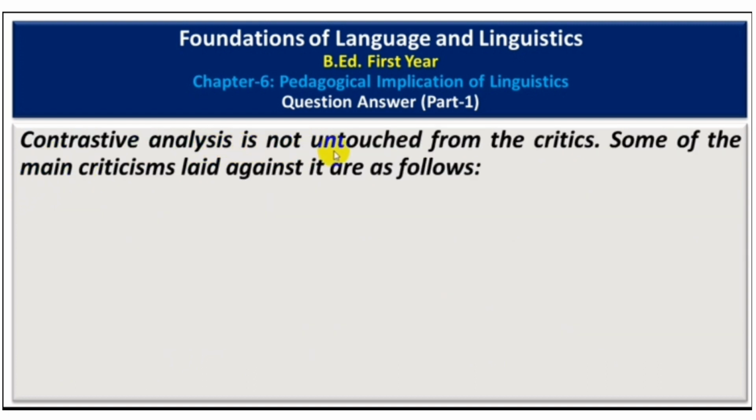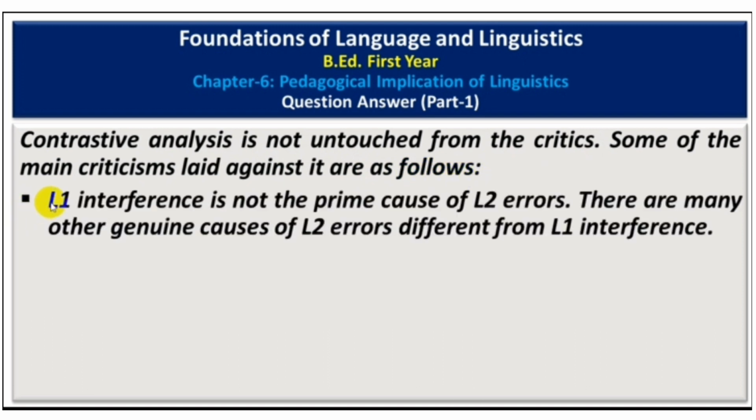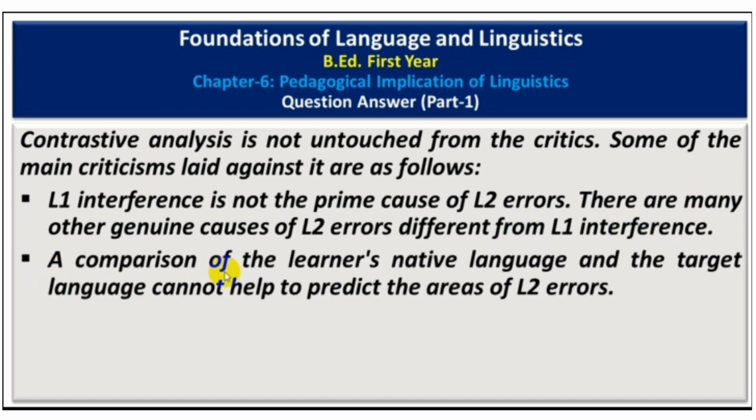Contrastive analysis is not untouched from the critics. Some of the main criticisms laid against it are as follows: L1 interference is not the prime cause of L2 errors. There are many other genuine causes of L2 errors different from L1 interference. A comparison of the learner's native language and the target language cannot help to predict the areas of L2 errors.